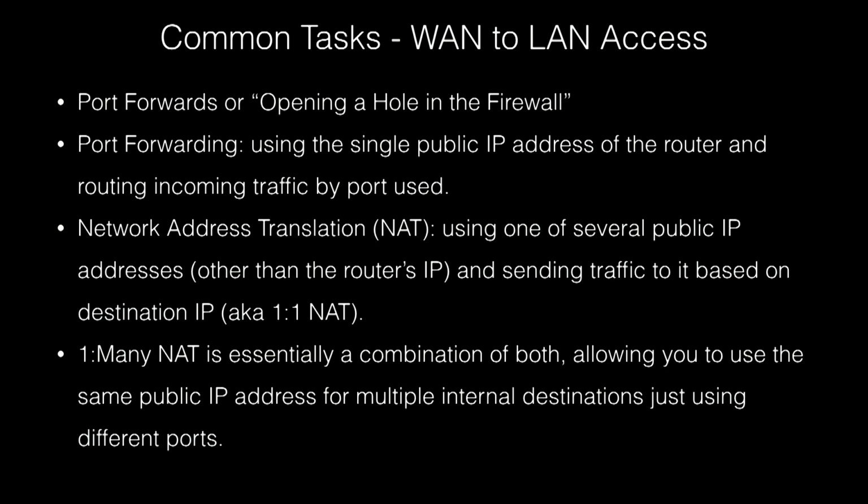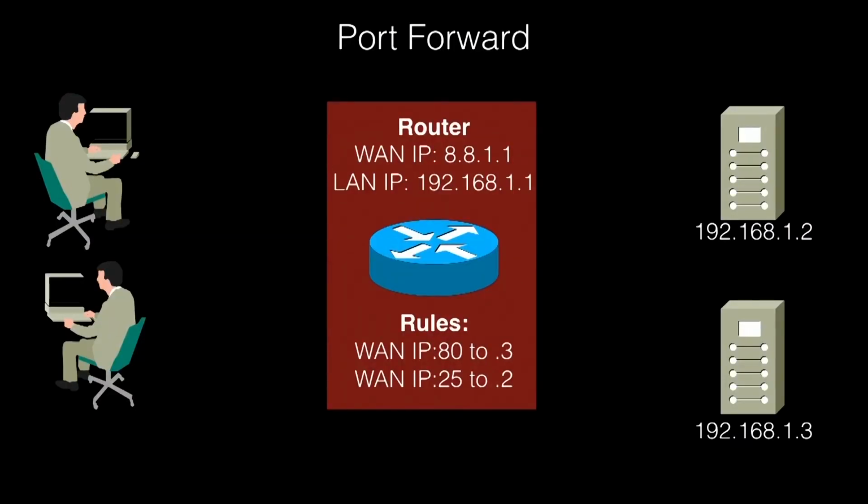One-to-many NAT is a combination, which will allow you to use the same public IP address, again, other than the router's public IP address, for multiple internal destinations and direct it by port. So you can still use that same IP address on multiple machines, but now you can add the port routing. So let's graph this because it's kind of hard to explain.